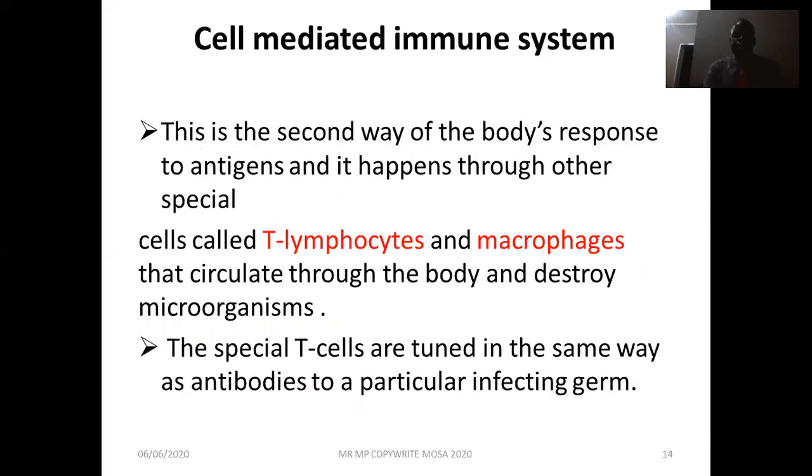Let us look at the cell-mediated immune system. This is the second way of the body's response.